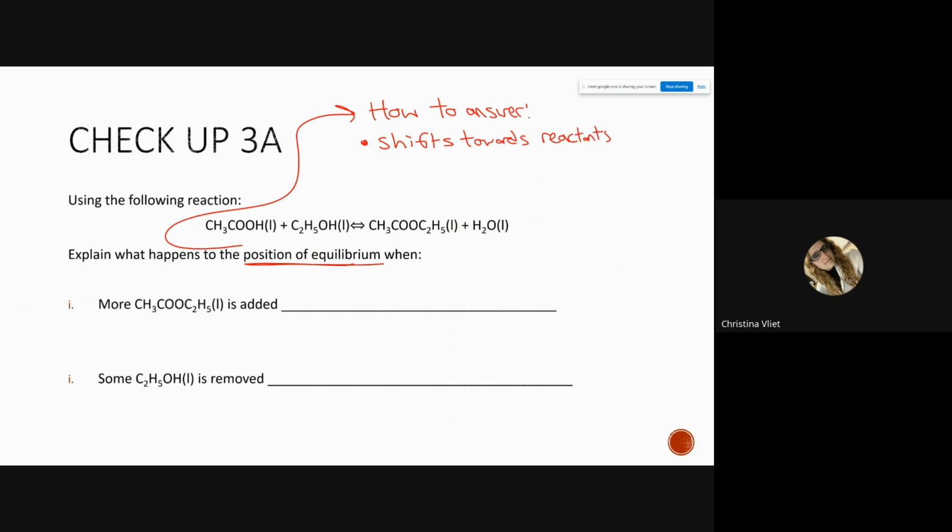You are also allowed to say shifts to the left. If you are like me and not great with left and right, I use my hand to tell which one I write with. But you could either say shifts towards reactants or shifts to the left. And the other thing you're allowed to answer is shifts toward products.